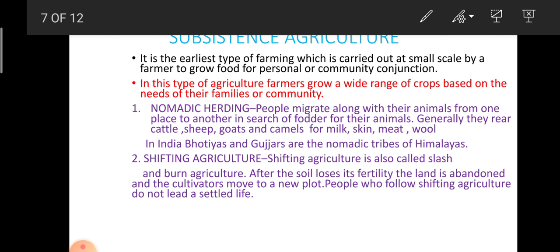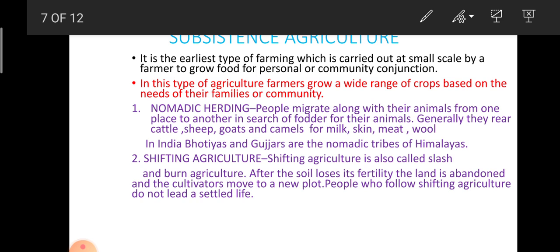Shifting agriculture. Shifting agriculture is also called slash and burn agriculture. In the previous class, I have also discussed briefly what is shifting agriculture. Slash and burn means to cut the forest and burn the trees into ashes. After that, they cultivate the land. After cultivating 4 or 5 years, they fallow the land to grow another forest.